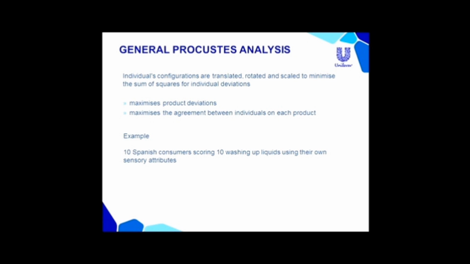I don't know if people are familiar with this. The idea is that you take a configuration and you can translate it, so they might be in different places. Effectively in space, you can translate, rotate, and scale so they fit together as best as possible. So you try to minimize the sum of the squared deviations between individuals. And in doing this, you also maximize product deviations and the agreement between individuals. So I've got an example here, which is actually in Spanish, but I've got the English translation.